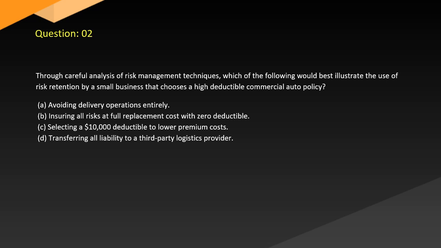Question 2. Through careful analysis of risk management techniques, which of the following would best illustrate the use of risk retention by a small business that chooses a high-deductible commercial auto policy? A. Avoiding delivery operations entirely. B. Insuring all risks at full replacement cost with zero deductible. C. Selecting a $10,000 deductible to lower premium costs. D. Transferring all liability to a third-party logistics provider.